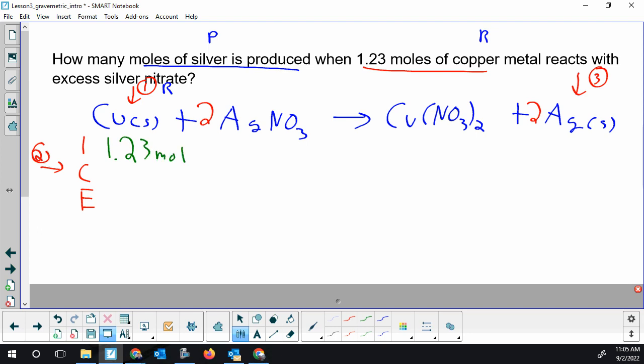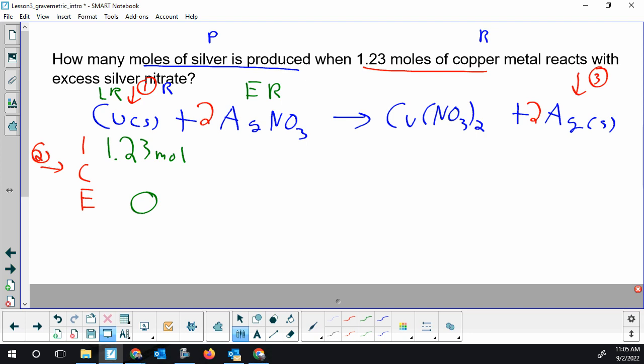Copper reacts with excess silver nitrate. That's our excess reagent. We don't know how much we have; we have way more than we need. If that one is our excess, copper must run out, must be our limiting. If copper is our limiting, it's going to go to 0.